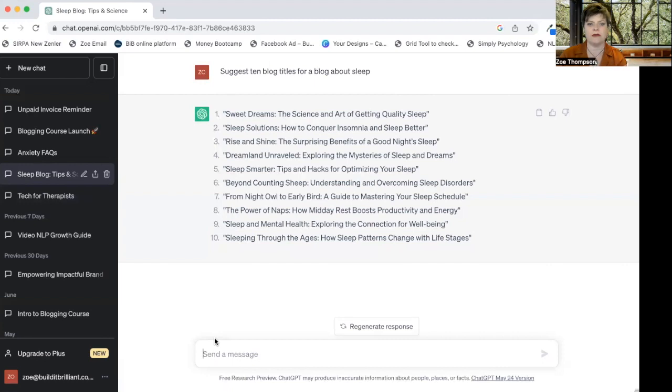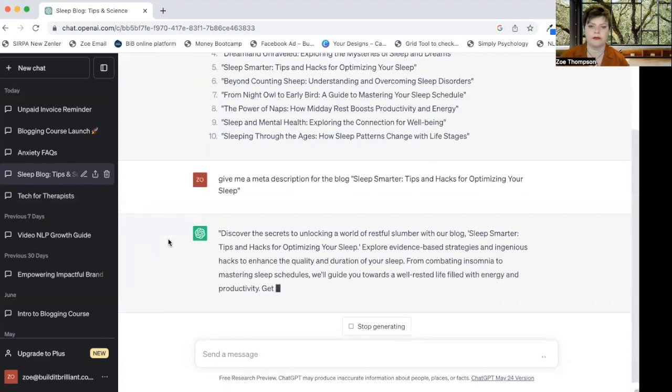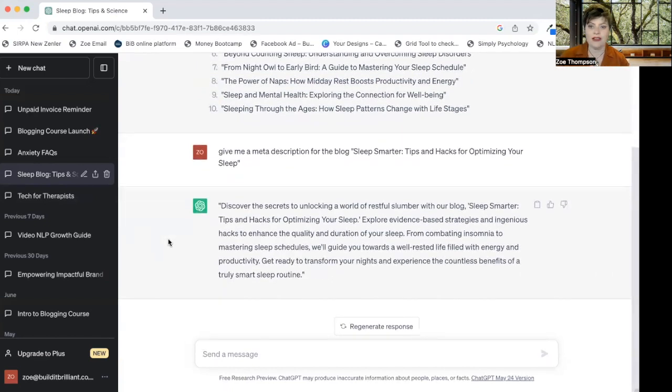So if I chose this one, the next thing that ChatGPT does is it learns from the previous question. So I've already asked it for blog titles. So if I typed in, give me a meta description for the blog, pasted that in. And there you go. So now I can have a look at this meta description and pick out what I like or what I don't like about it. So for me, this meta description is quite long, but I could certainly pick out some of these things.